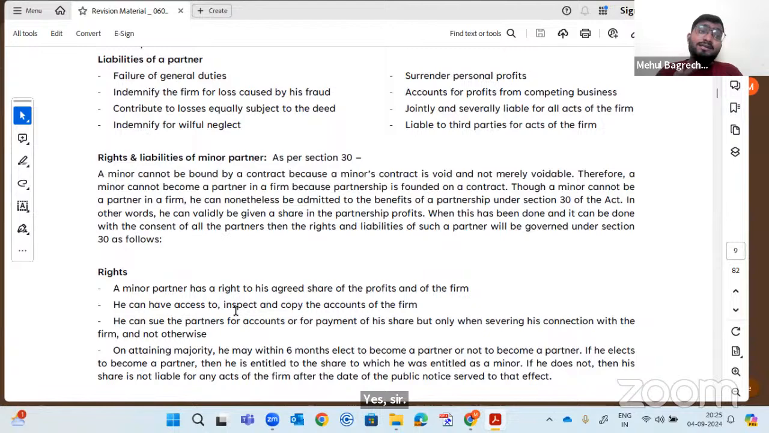Do I get a right to check the books of account? The answer is 100% yes. Example, everyone: do I have access to the books of account? Yes. Take a partnership firm where they are all engineers and I'm the only person from an accounts background. Don't you think I will understand the books of account more than them? That is exactly what we are talking about. Can a minor partner, a partner who is a minor admitted to the benefits of partnership, get access to the books? 100% yes. So these are a couple of rights when he's a minor.